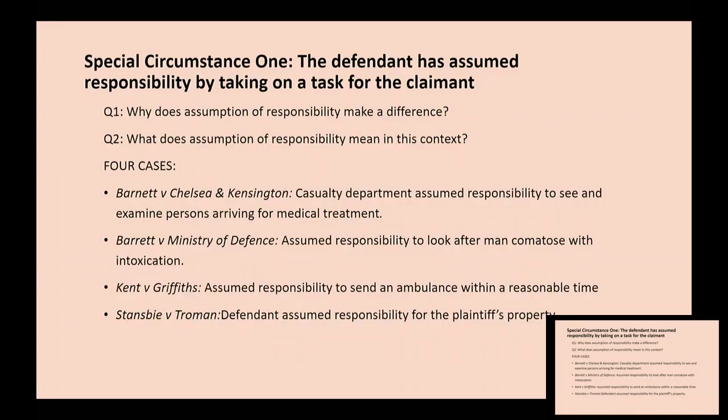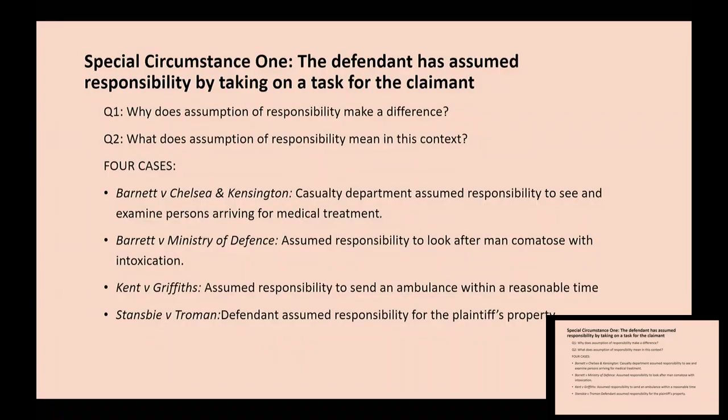Okay, so the first special circumstance in which a court will recognise that a defendant has a duty of care to confer a benefit on a claimant is when there is an assumption of responsibility. That is, when the defendant has assumed responsibility by taking on a task for the claimant. We're going to go through cases that illustrate this, but we're first going to look at two questions. Question one, why does assumption of responsibility make a difference?